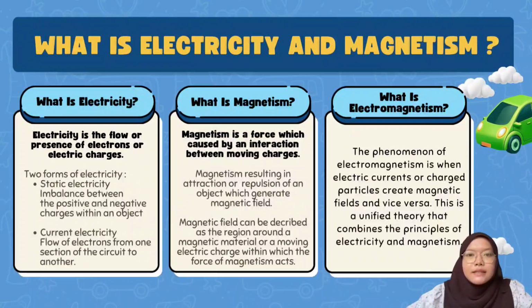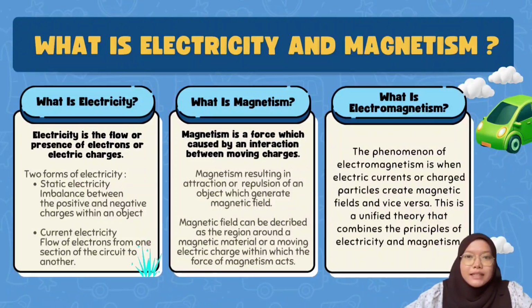Now, we will discuss the basics of electricity and magnetism, as well as how they are interconnected through electromagnetism. First, what is electricity? Electricity is essentially the flow or presence of electrons or electric charges. There are two main forms of electricity. First, we have static electricity, which is the imbalance between positive and negative charges within an object. The second one is current electricity. Current electricity refers to the flow of electrons from one section of a circuit to another.